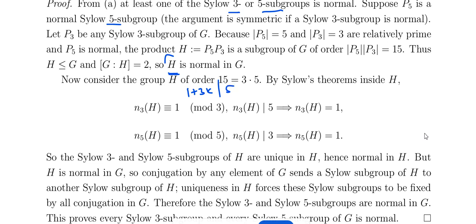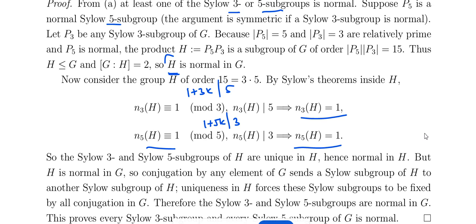So 1 plus 5k divides 3... that is should be only 1. Similarly n5 of H, that is the number of 5 Sylow subgroups, 1 plus 5k divides 3. What are the possibilities? Only 1. So n5 of H is 1. So the 3 Sylow subgroup and 5 Sylow subgroup of H are unique, and if unique, that means it is normal.